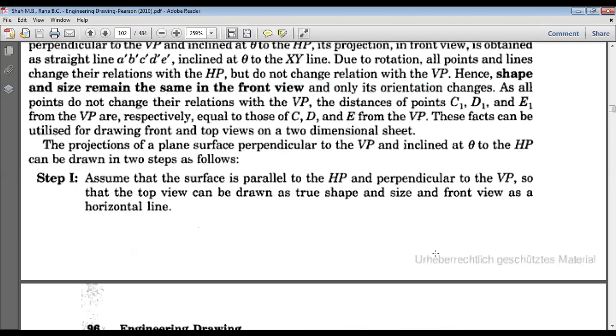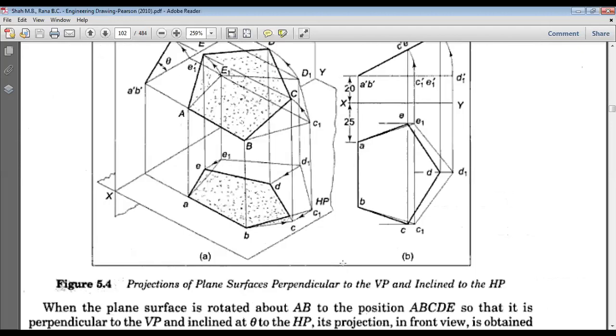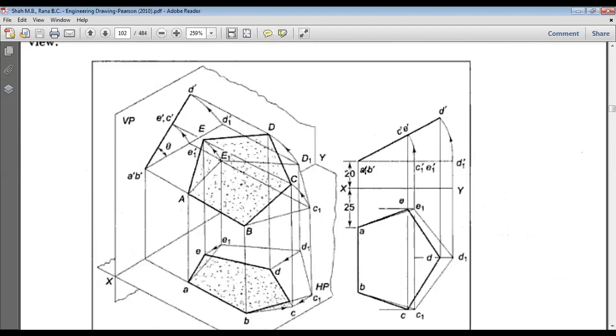After completing step 1, in step 2, what does it tell? Just see. Assume the surface to be rotated so that its relation to the VP does not change, but the surface becomes inclined to the HP at the required angle. In this position, the front view shape and size will be the same. So that means we first have to just assume this line.